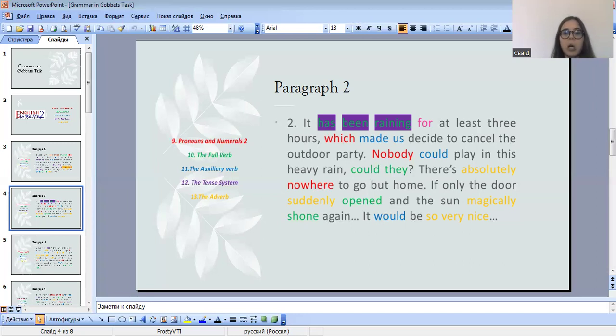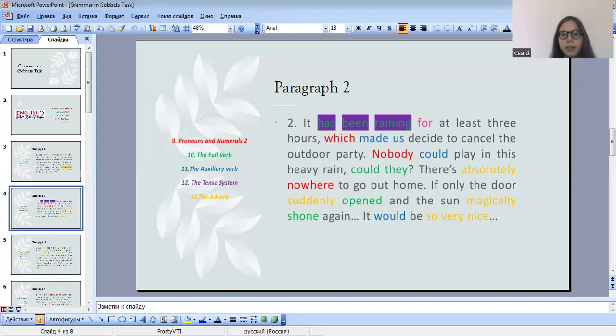So, okay, now we can also look at made in the first sentence, which made us. Made is followed by an object and a bare infinitive. So it indicates that the subject in this sentence causes someone else to do something.